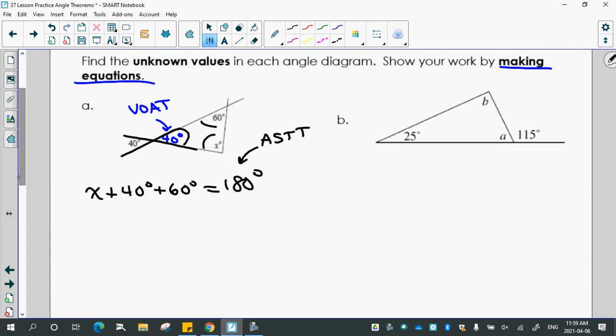And now we just have to go ahead and solve for x. So noticing that these angles are like, subtract 100 on both sides, and we get x is equal to 80 degrees.